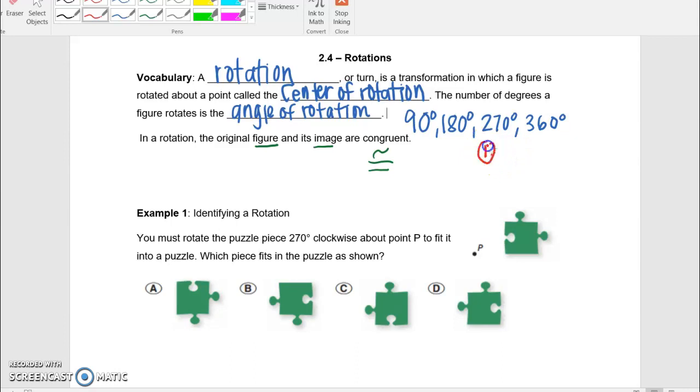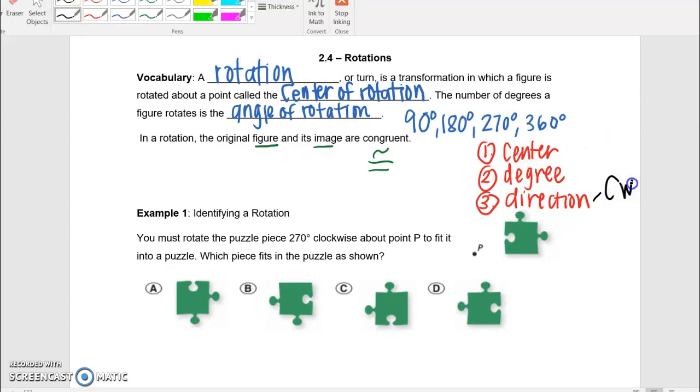And the three things you need to take into account when you're doing a rotation are the center of rotation, the degree, and the direction. And the two different directions we'll go in are clockwise and counterclockwise. So just keep those in mind. Clockwise goes down and to the right, counterclockwise down and to the left.